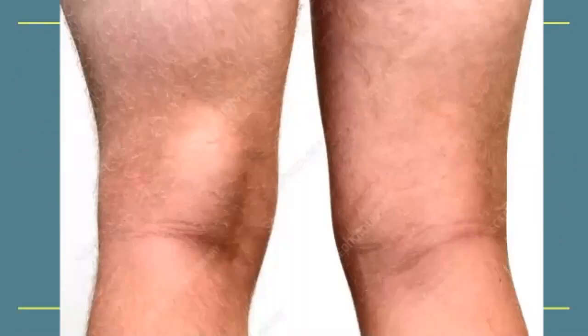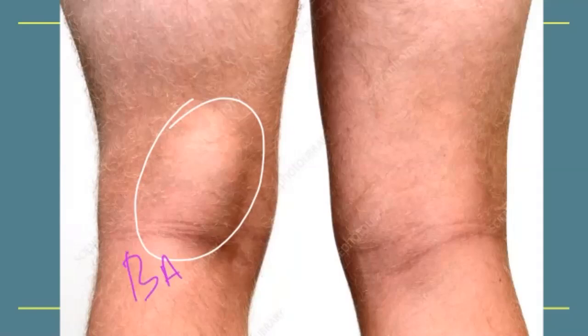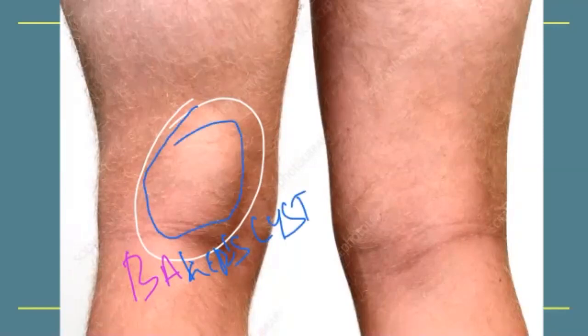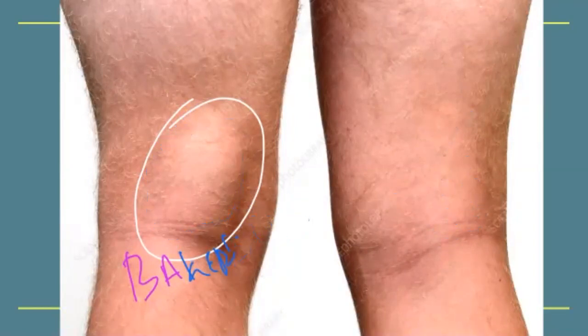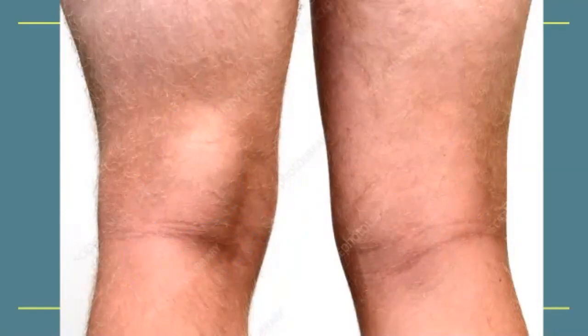Okay, so this is Baker's cyst. The cystic swelling at the back of the knee. Here it is normal, here it is abnormal. You can appreciate this. Okay, this is the Baker's cyst.